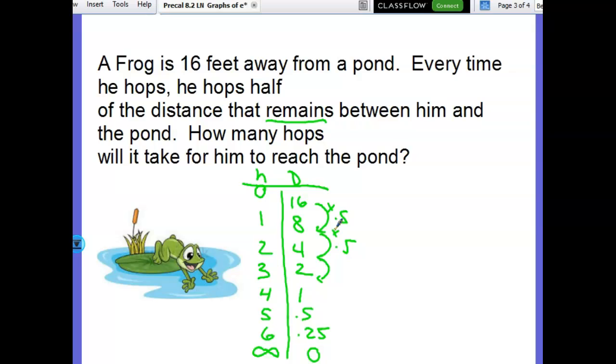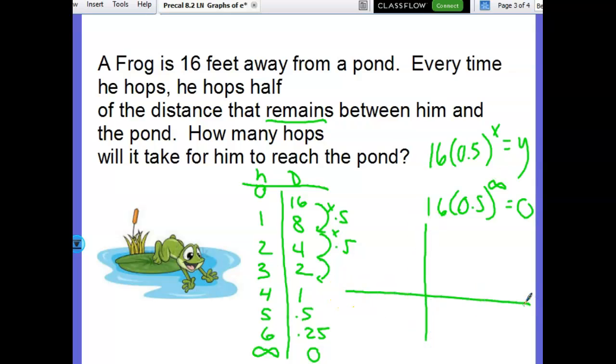Okay, so what would this function be? The starting amount is 16, right? What's the growth factor? 0.5. And there's our formula for that frog's journey. Okay? And in order for him to reach a distance of 0, he would have to jump an infinite number of times. Okay? So there's that. Now, what I want to do is look at a graph of this thing really quick.